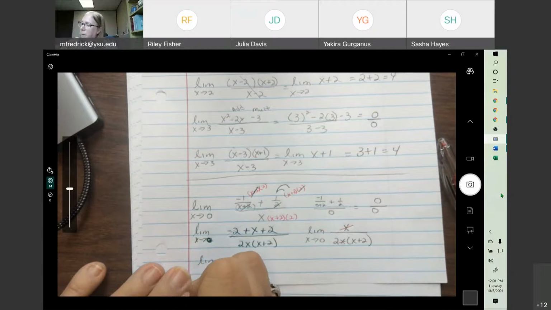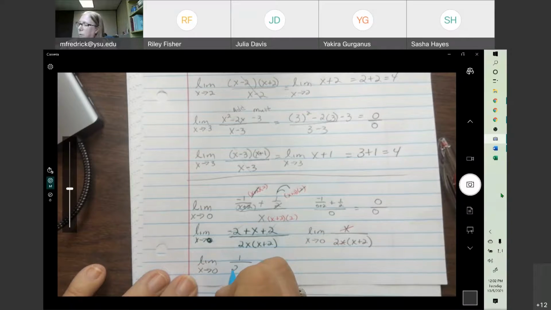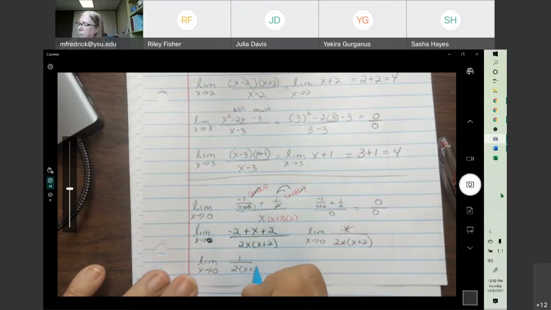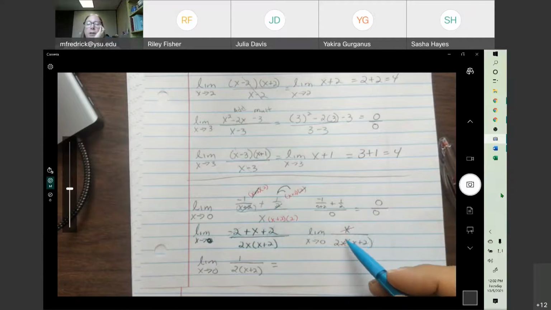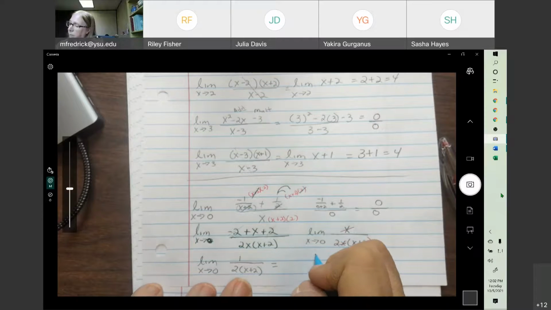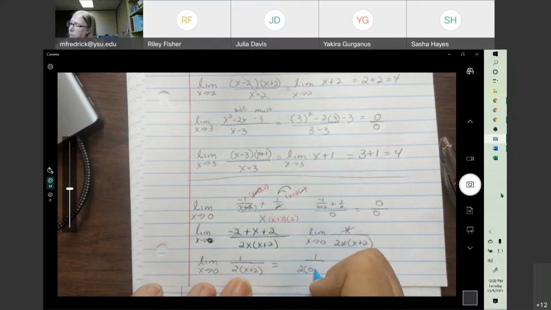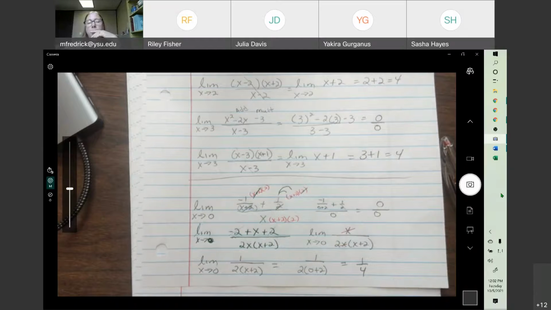So we have the limit as x approaches 0 of 1 over 2 times x plus 2. And then you plug your 0 in. So you multiply by your denominators so that these will reduce, combine like terms, and then the common factor will cancel. Then when we plug our 0 in, we have 1 over 2 times 0 plus 2, which is 1/4. Any questions on that one?